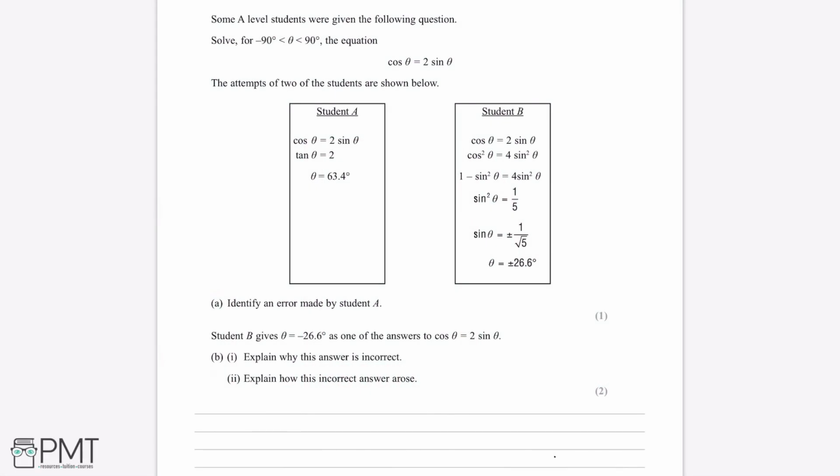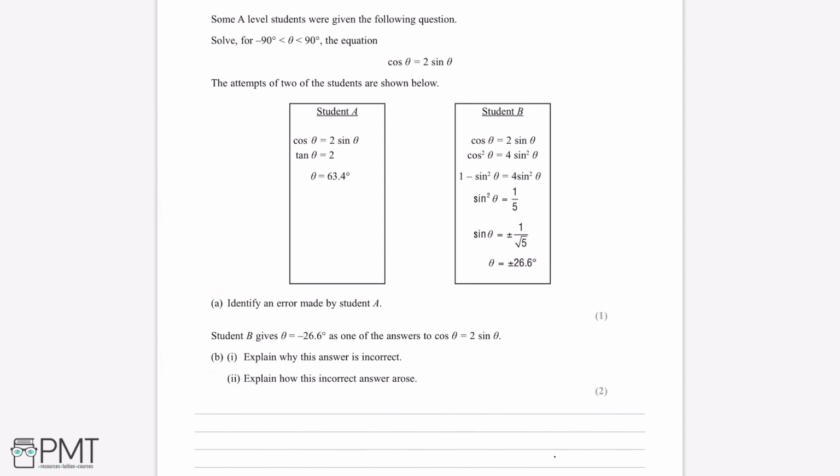Some A-level students were given the following question. Solve, for minus 90 degrees is less than theta, which is less than 90 degrees, the equation cos theta is equal to 2 sine theta. The attempts of two of the students are shown below. And question A is asking us to identify an error made by student A.